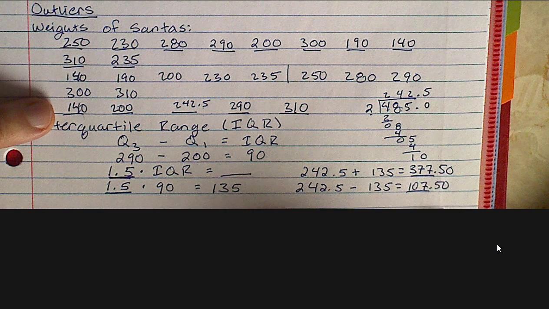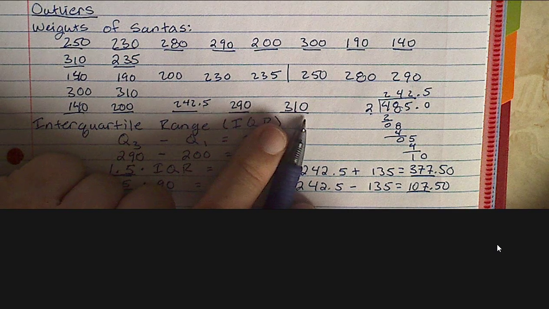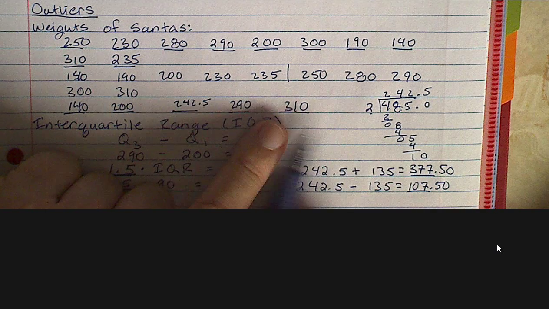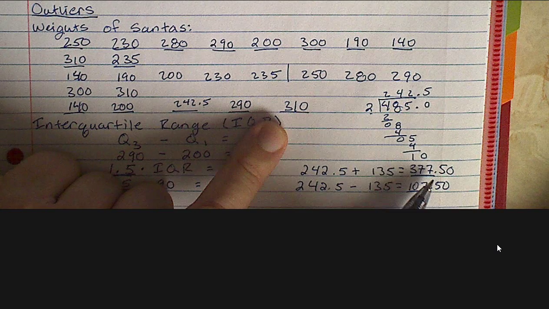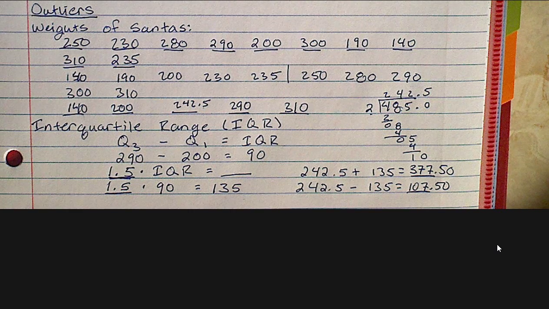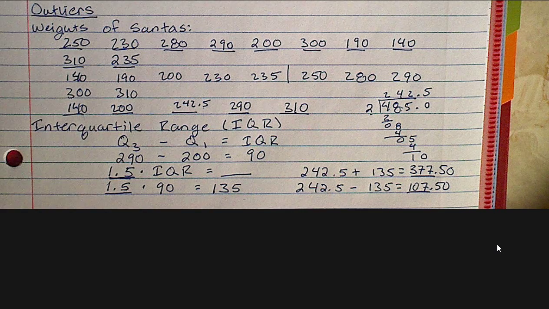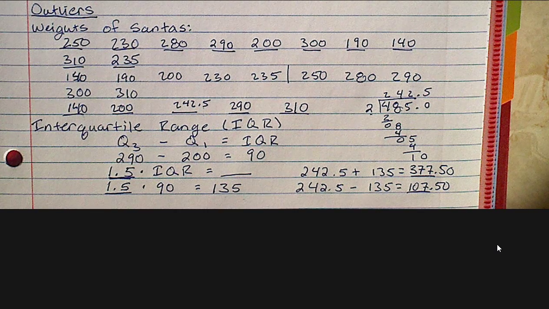They're not an outlier. And even though this person who weighs 310 pounds and is a Santa is pretty big, according to math, they're not above 377.5. They're not weirdly large for a Santa. So neither of these two people are outliers, according to math. You might have your own opinion, and that's fine, but according to numbers, neither this person nor that person are weird for Santas. They might be weird for other reasons, but they're not weird because of their weight.